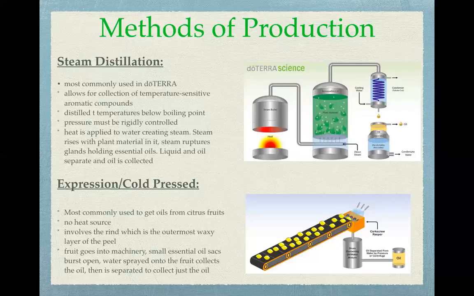So then they spray water onto all of the fruit that's coming down the conveyor belt, and then they collect the oil with the water that's been sprayed. Same thing, the oil and the water will separate, and then they just take the oil from there. So those are the two methods of production that are used to actually extract the essential oils from the plants.